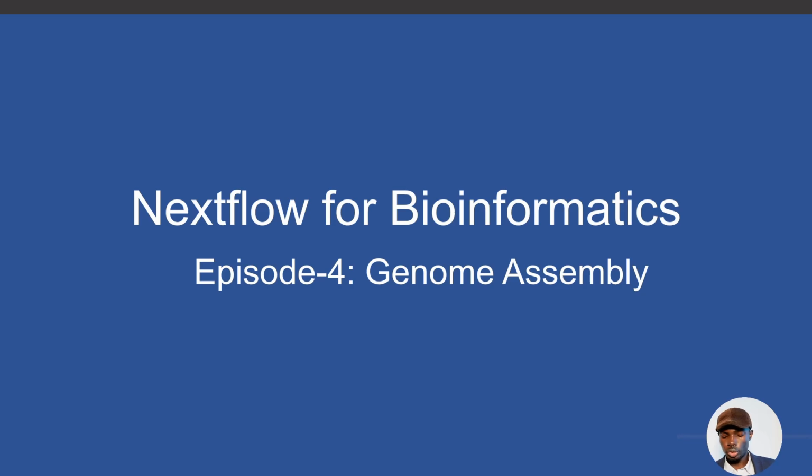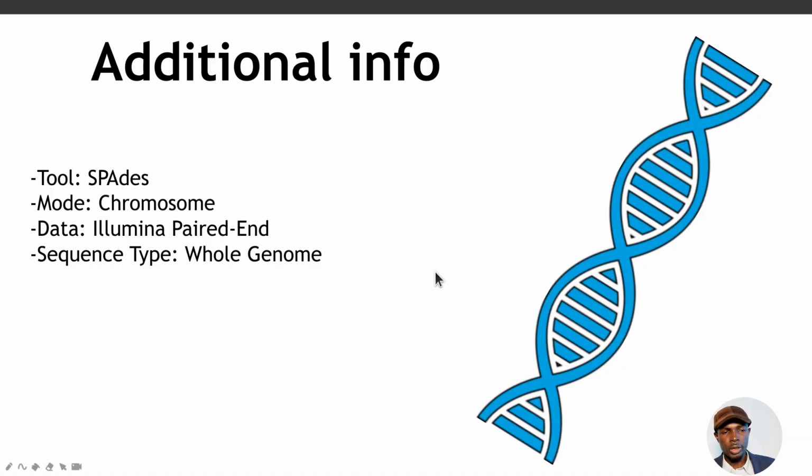Now, this is what we are going to do in this tutorial. We are going to use the tool SPAdes for the genome assembly. There are different genome assembly tools available, but we'll use SPAdes. And for the mode, we'll use chromosome. With SPAdes, you can assemble plasmids, and you can also assemble chromosomes, so we are going to use the chromosome mode. For data, we are going to use Illumina paired end reads. We will download them, so don't worry about it. And for sequence type, it's going to be whole genome sequence.